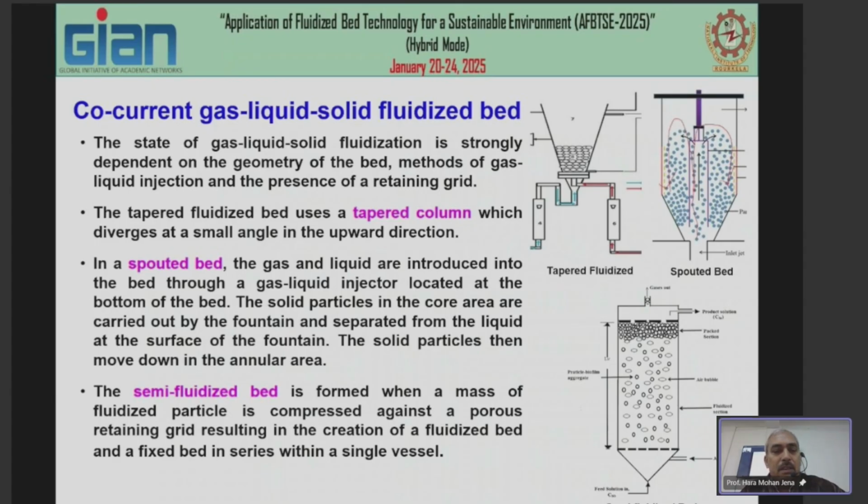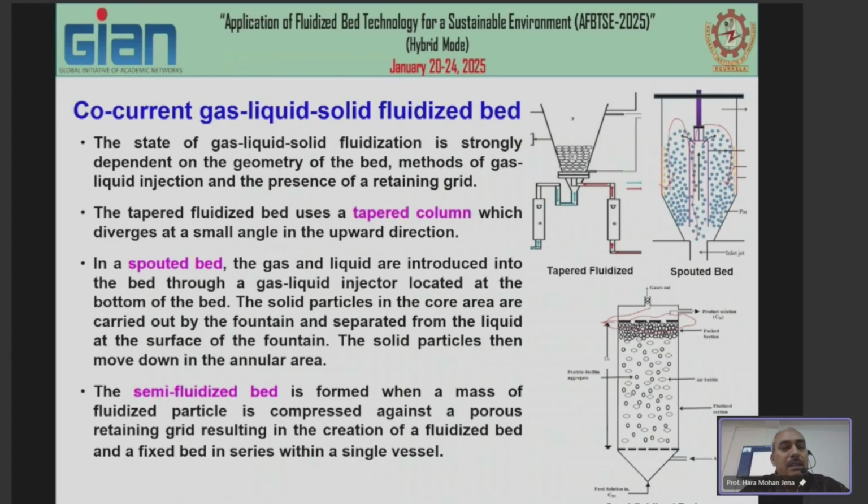Then semi-fluidized bed. A semi-fluidized bed is formed if you arrest the free expansion of the solid particles in the bed by means of a top retaining grid. This is a top retaining grid here.